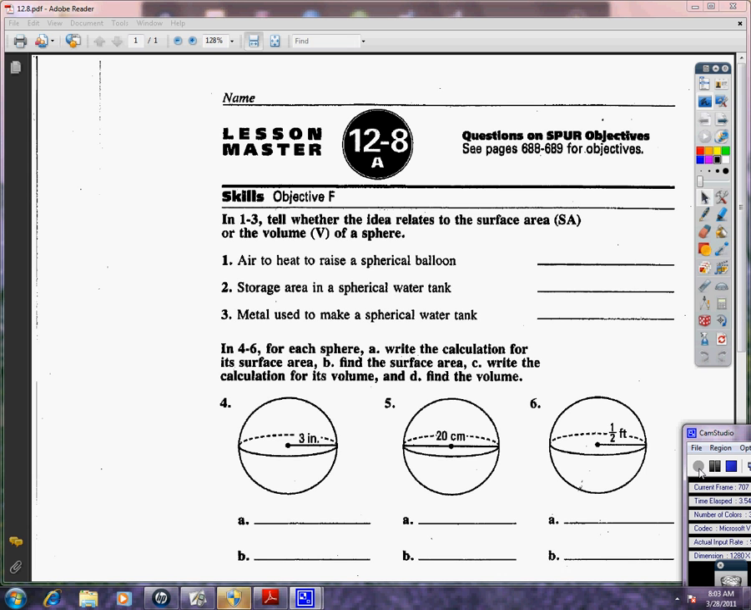Okay, in number 1, 2, and 3, you have to think about whether it is covering the sphere or if it's something that's going to be inside the sphere. So you need to think, is air going to be inside the sphere for number 1, or is it covering the sphere? If it's covering it, then you need surface area. If it's inside of it, you need volume. So for 1, 2, and 3, you need to think of that.